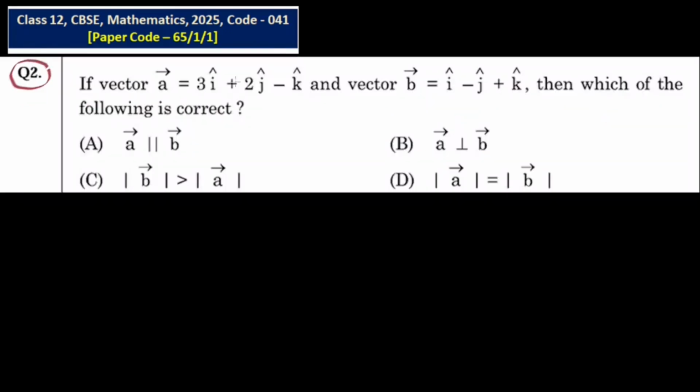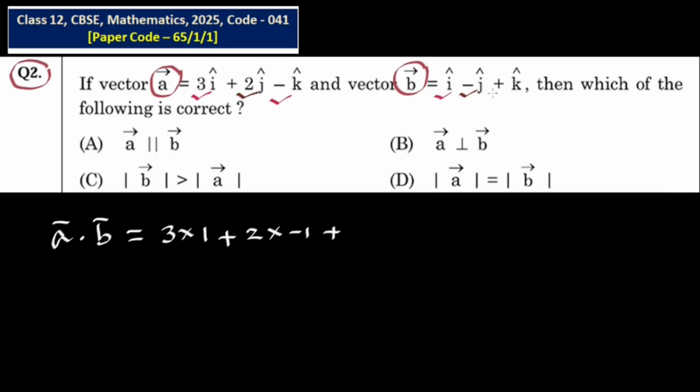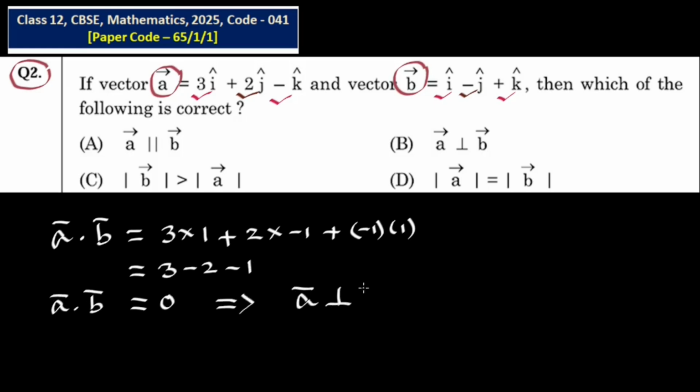Question 2. If we carefully observe vector A and vector B, we find that A bar dot B bar is 3 into 1 plus 2 into minus 1 plus minus 1 into 1, which is 3 minus 2 minus 1, 0. Since A bar dot B bar is 0, it implies A bar perpendicular B bar, hence the correct answer option is B.